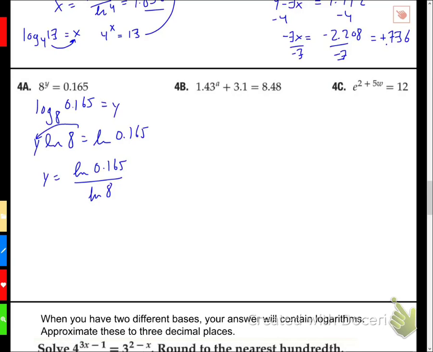And what is that? That is something small probably. ln of 0.165 divided by ln of 8 gives me negative 0.866.